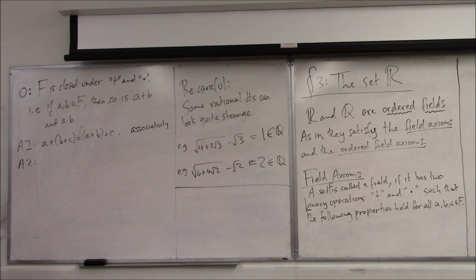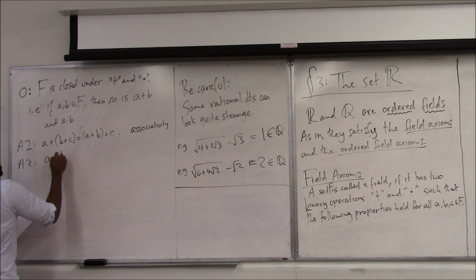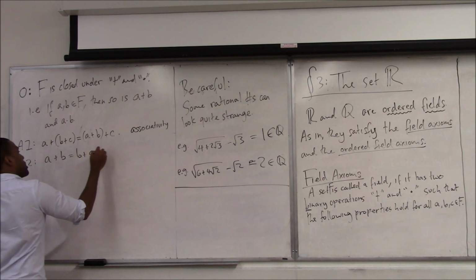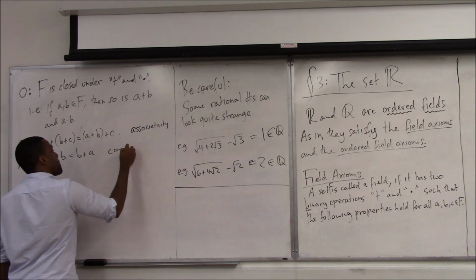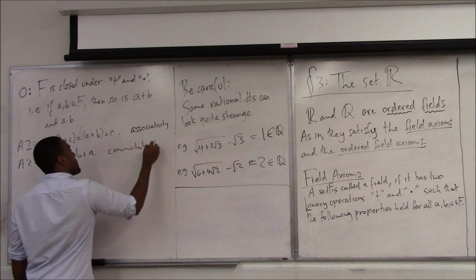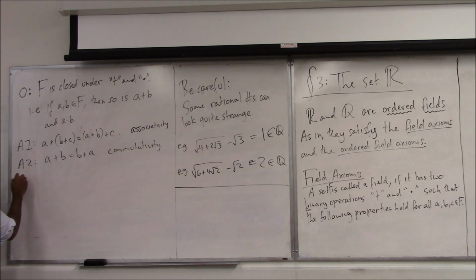The next thing for addition is the usual stuff. There's going to be commutativity. A plus B is equal to B plus A. This is called commutativity. So A and B commute with the addition operation.